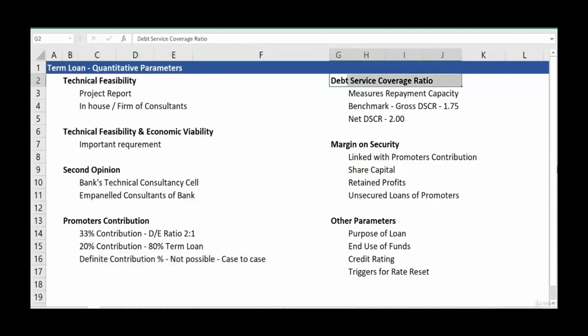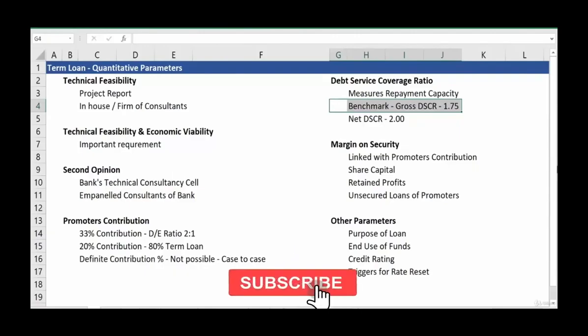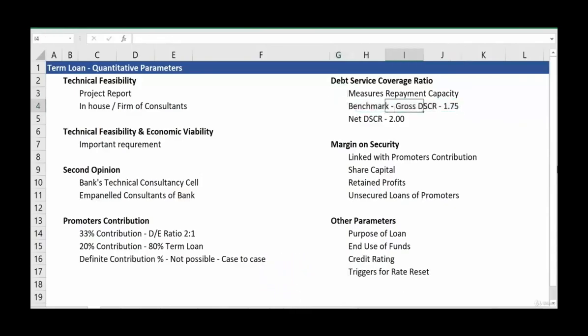This is the ratio which is going to measure how many times cash accruals will cover repayment obligations including interest. There is a benchmark ratio for DSCR. It is 1.75. It means cash accrual should be 1.75 times of total repayment obligations in a year. We can divide this debt service coverage ratio into two. One is gross debt service coverage ratio, the other one is net debt service coverage ratio. The benchmark for gross DSCR, already I mentioned, is 1.75, whereas for net debt service coverage ratio it should be at least 2.